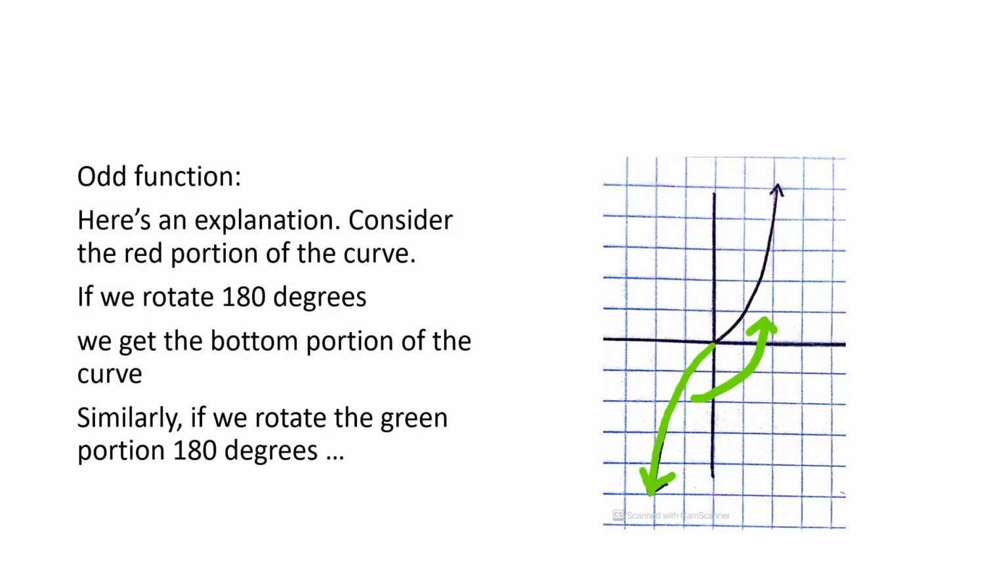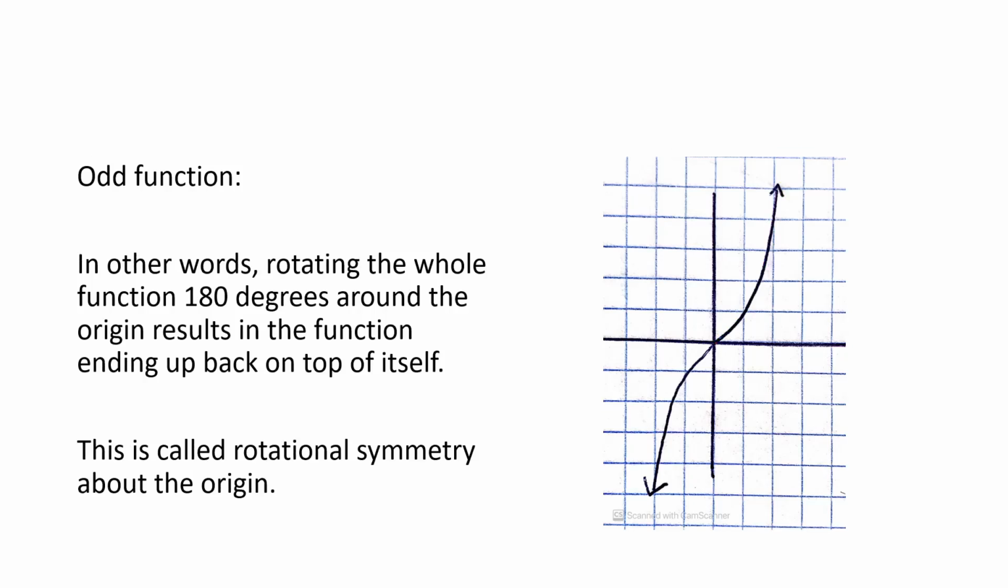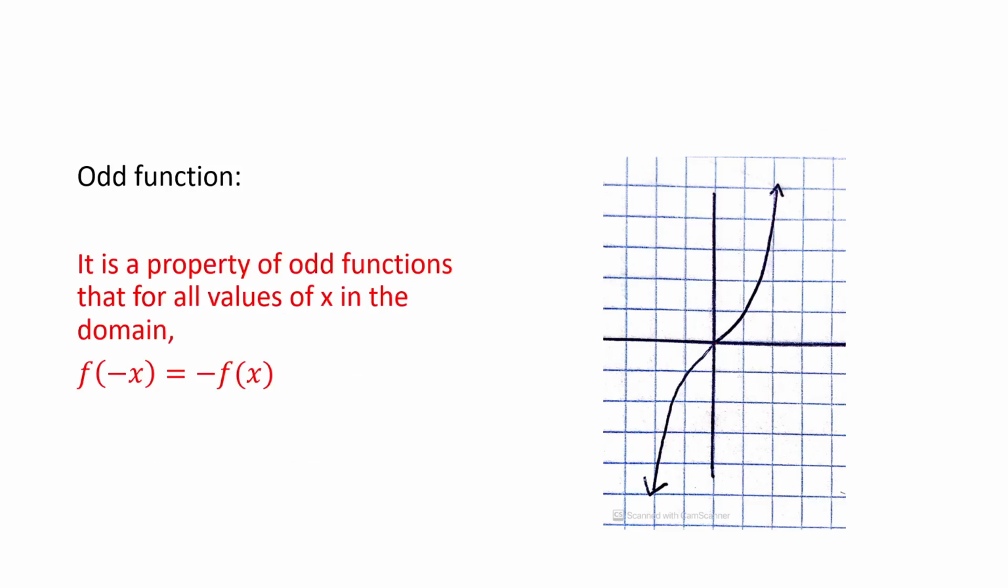And if we were then to take that bottom portion of the curve, which I've shown in green, and rotate it 180 degrees about the origin, it would exactly fall upon the top portion of the curve. In other words, that 180 degree rotation would end up meaning it fell back upon itself. This is called rotational symmetry about the origin. And it is a property of odd functions with rotational symmetry about the origin, that for all values of x in the domain, f of negative x is equal to negative f of x.